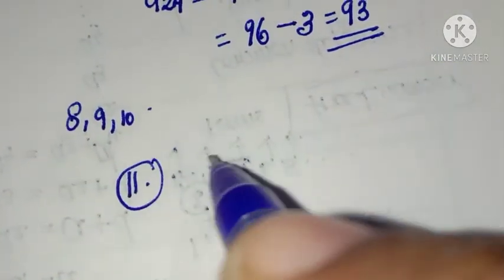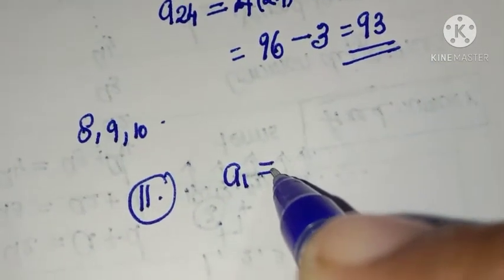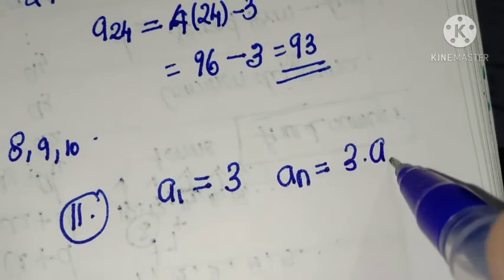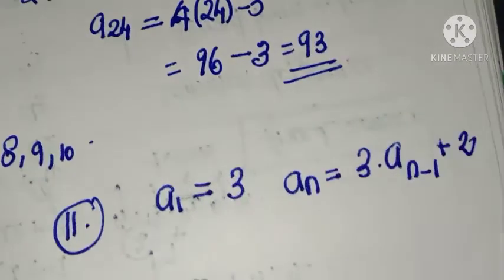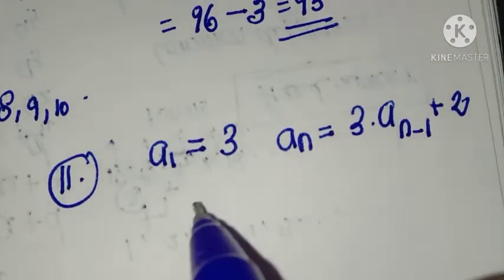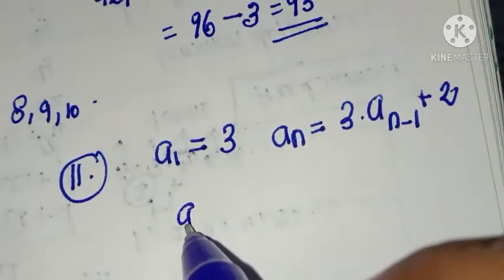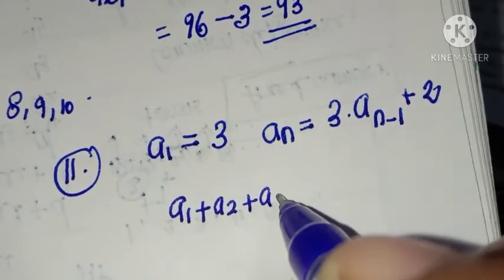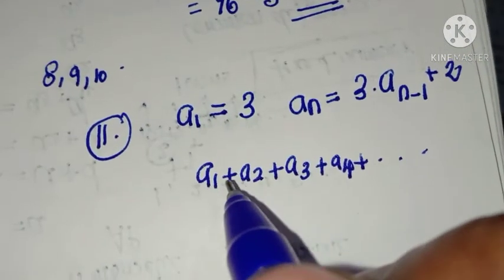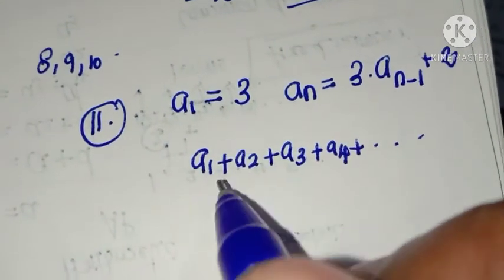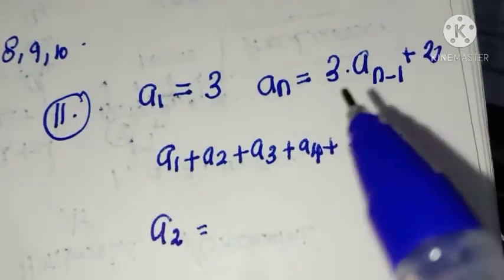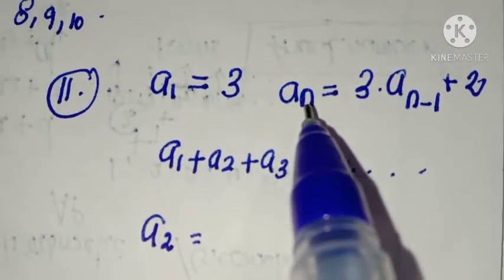Okay. Now question number 11. In question number 11, A1 is given. A1 means first term is 3. An is equal to 3 into an minus 1 plus 2. So question is, what is the corresponding series? Okay, corresponding series means first term plus second term plus third term plus fourth term plus etc. This is series. So we need to find at least 3 terms and write in this form. So first term is given. Now we need to find second term A2.